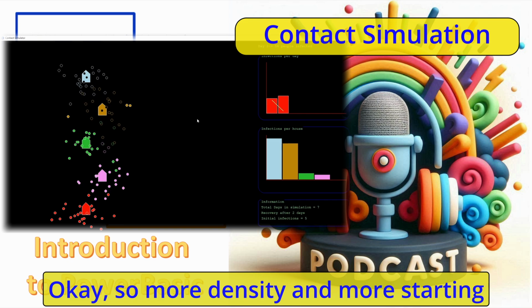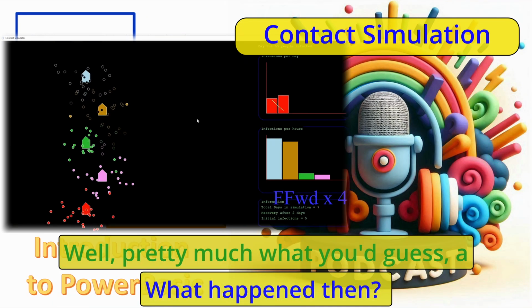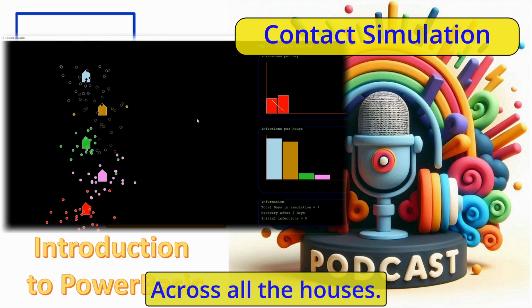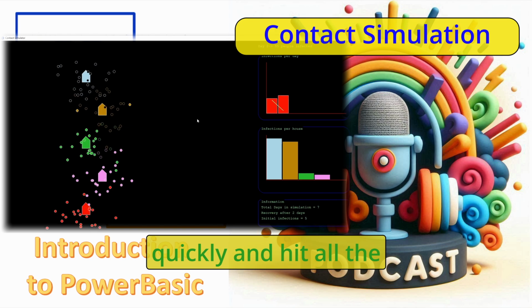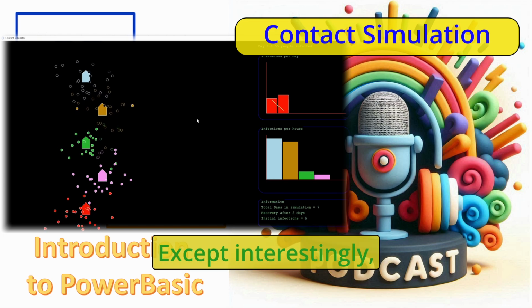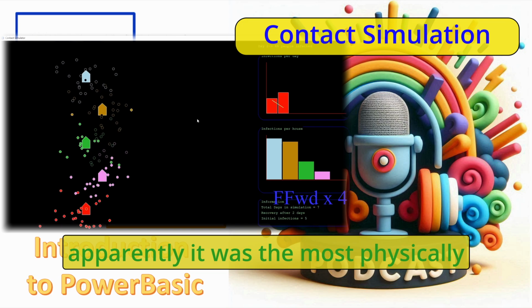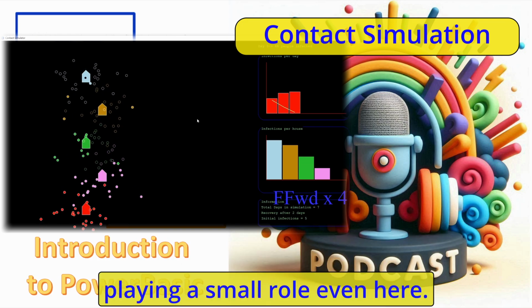Okay, so more density and more starting points for the fire. What happened then? Well, pretty much what you'd guess. A much, much faster and wider spread across all the houses. The description says infections rose very quickly and hit all the houses relatively fast. Except, interestingly, the red house initially. Apparently, it was the most physically distant in the layout. Geography still playing a small role even here.